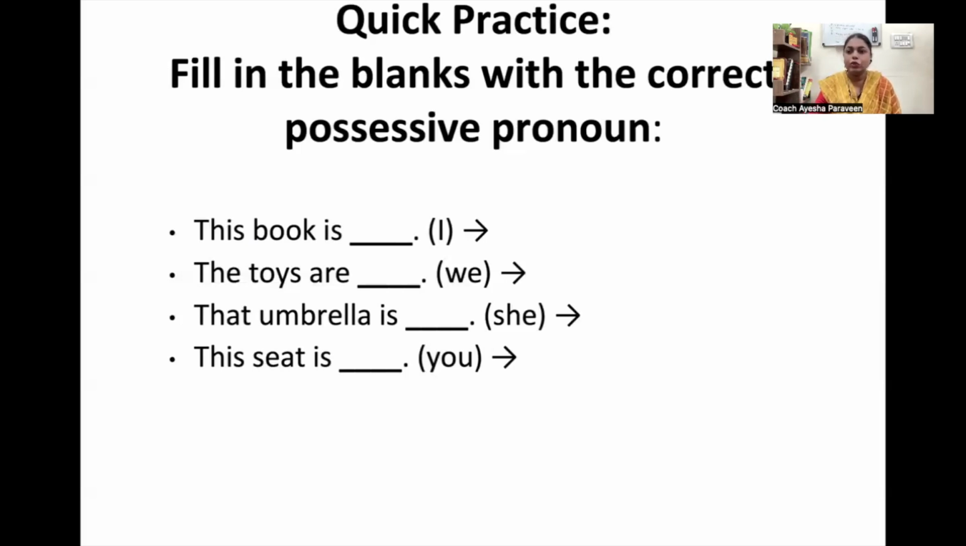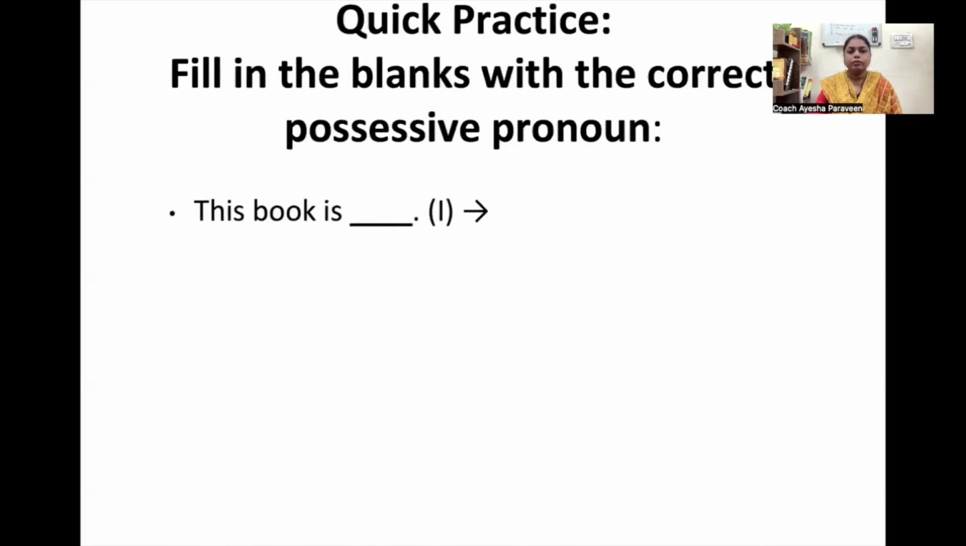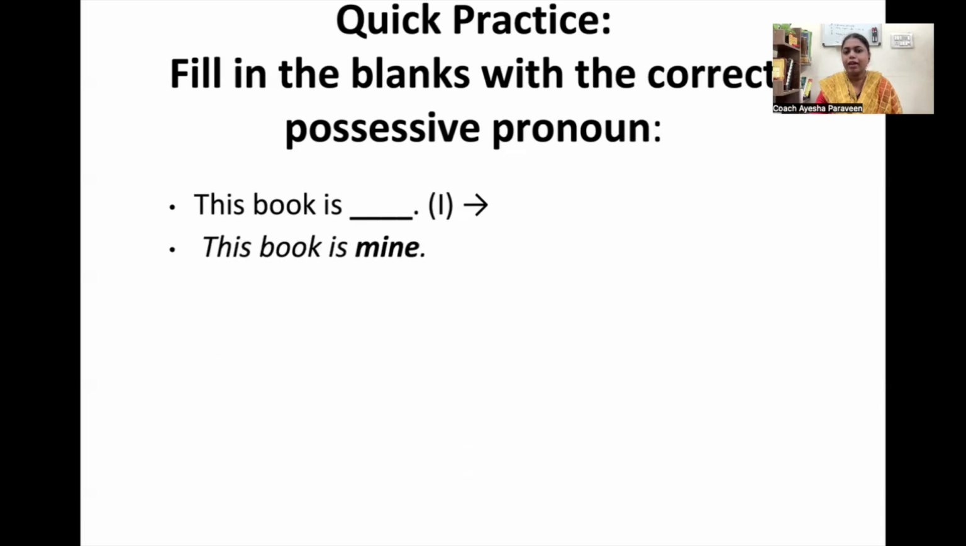So now I will show the answer. I believe you have noted down all the answers on a piece of paper. Now check whether your answer is right, whether you have understood this concept or not. Please check. This book is mine. When it changes its form to a possessive pronoun, I changes to mine. This book is mine.